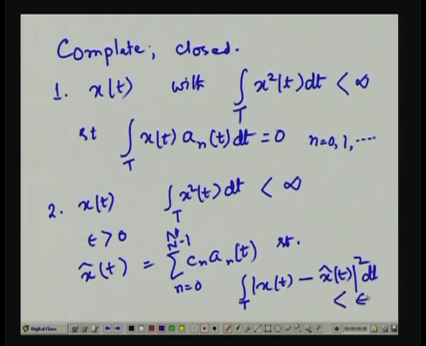epsilon. So, this says that for a piecewise continuous function x(t) having finite energy, there must be an epsilon which is greater than 0, but very small, and there must be some constant capital N, such that we can have an expansion x hat(t) equal to summation of C_n a_n(t), where n varies from 0 to capital N minus 1, for which the integral of x(t) minus x hat(t) square dt over capital T is less than epsilon.